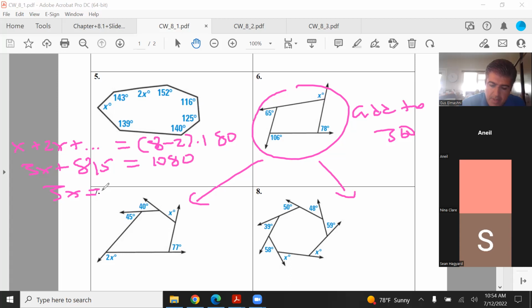1080 minus 815, 265. Divided by 3. Okay, kind of weird, but so be it. 88.3. So that's number 5. Go and try 7 and 8.